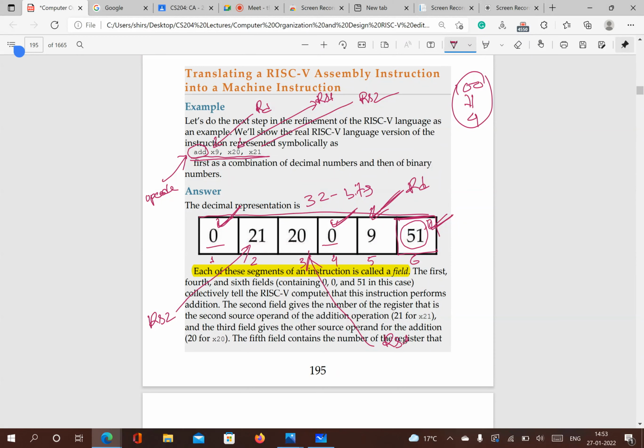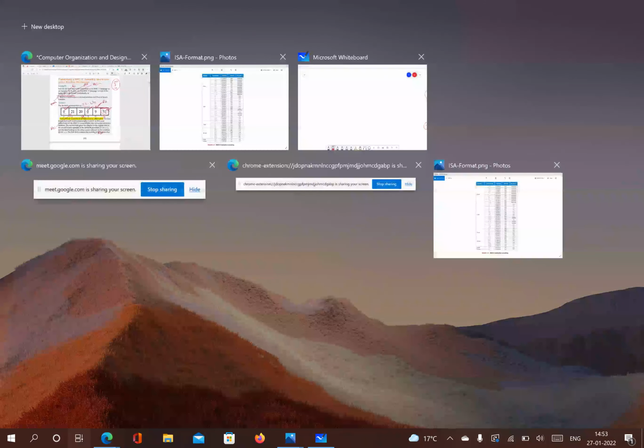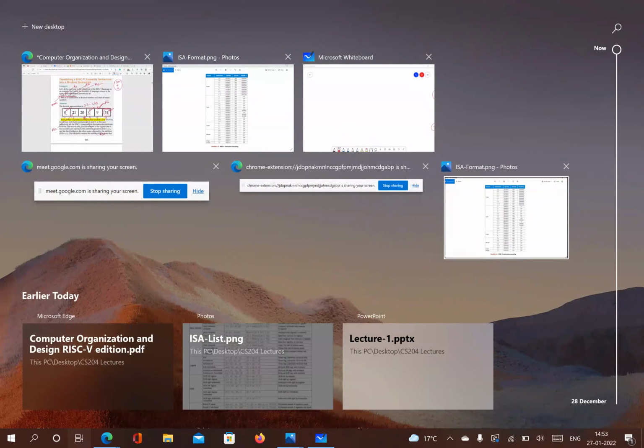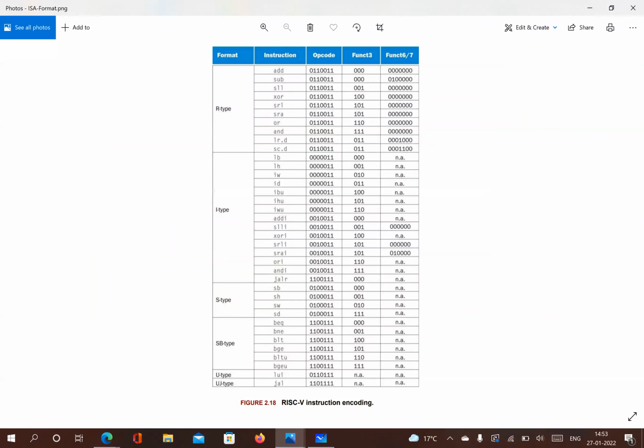But before stopping, let me show you a figure. This figure is given in this book, in this chapter, at the end of this chapter. So you can see, if there is an add instruction, I cannot write here. So if this is the add instruction, then the opcode field, and there are three fields.